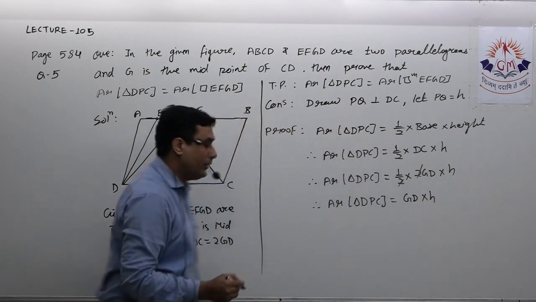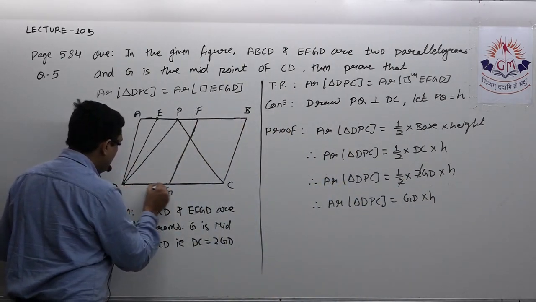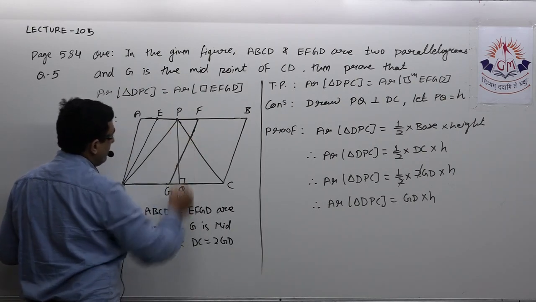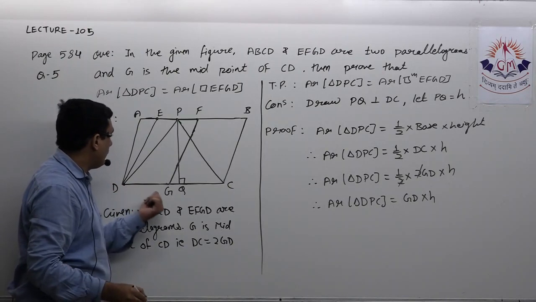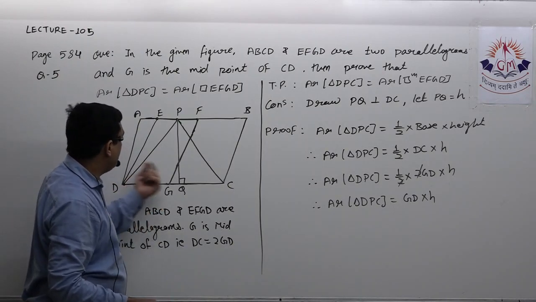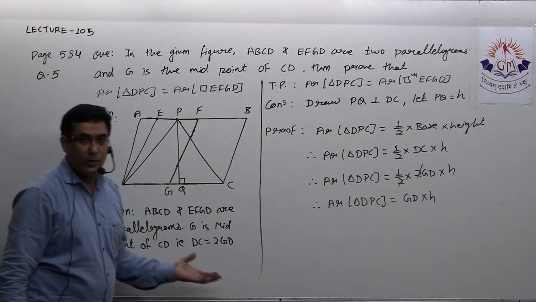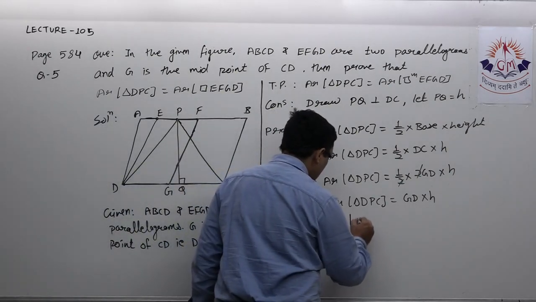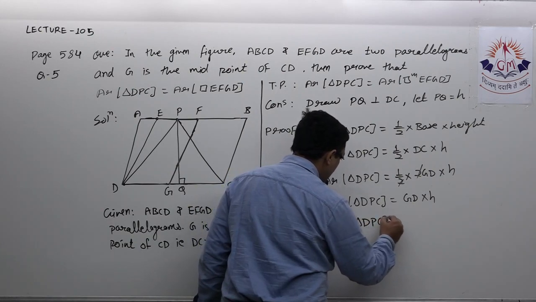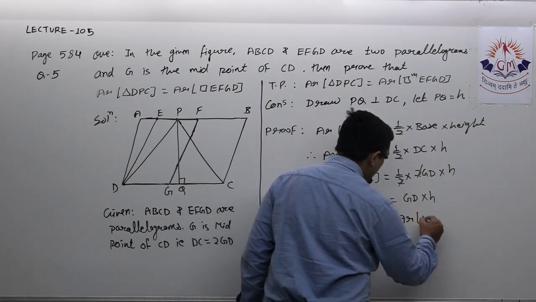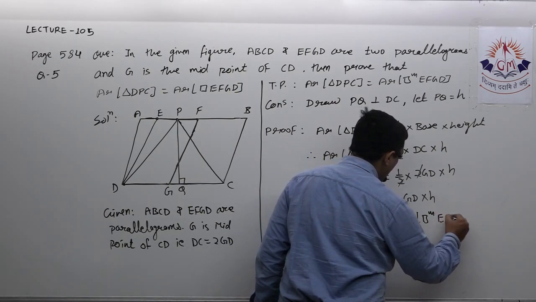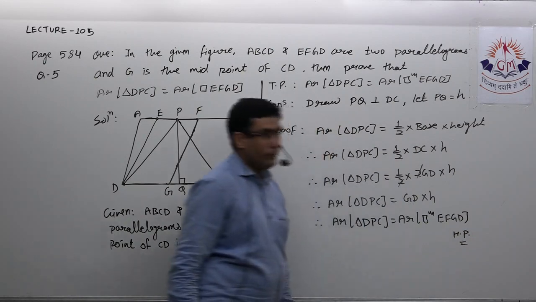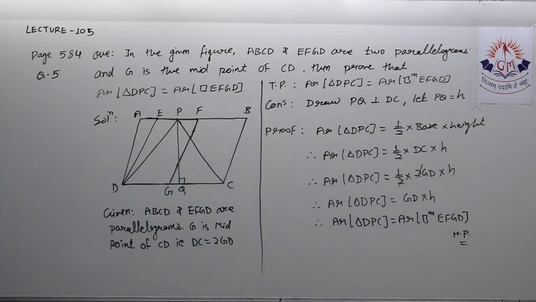Now if you observe carefully, this DG multiplied by this H is the area of parallelogram EFGD, isn't it? Because area of parallelogram is base into height. So here simply I'll write area of triangle DPC is equal to area of parallelogram EFGD. Hence proved. Okay, so please note it down. Then we'll see the next question.